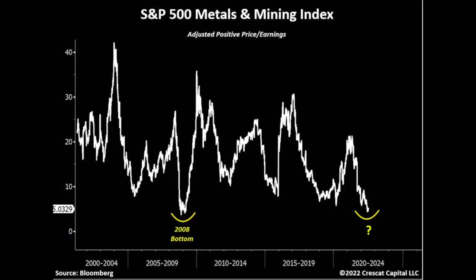And then you have this S&P 500 Metals and Mining Index. This comes from Crescat Capital or Tavi Costa. Look at how low it is. We're comparing price to earnings, meaning the price of these assets is ridiculously cheap historically compared to earnings. Back where it was in the depth of the financial crisis. We all know what a great buying opportunity that was.